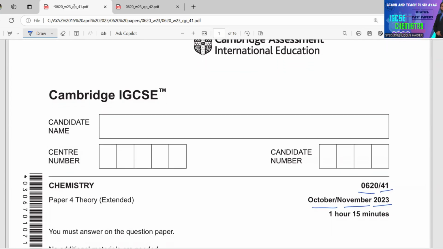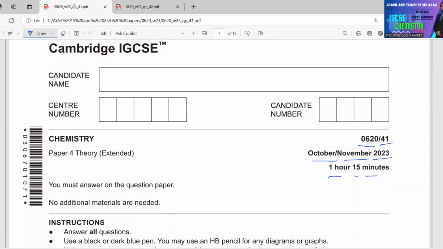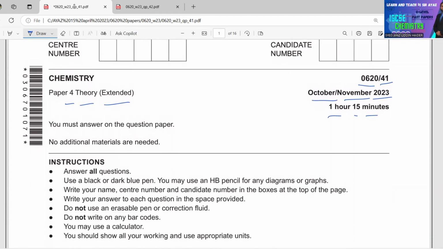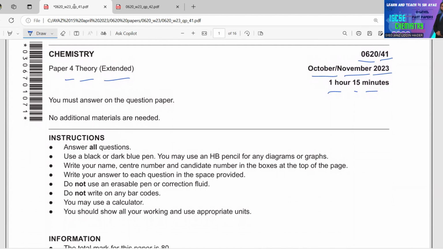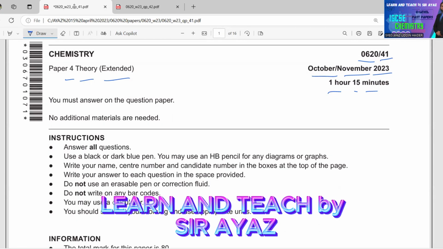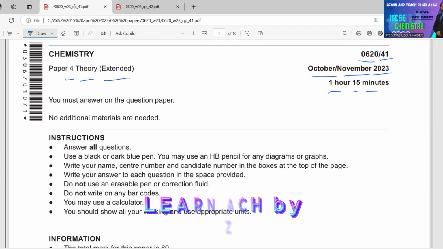The total time for this paper is 1 hour 15 minutes. It's paper 4, which means theory, extended version. You have to answer all the questions. You can use black or dark blue pen. You may use an HB pencil for any diagrams or graphs. You can use a calculator.